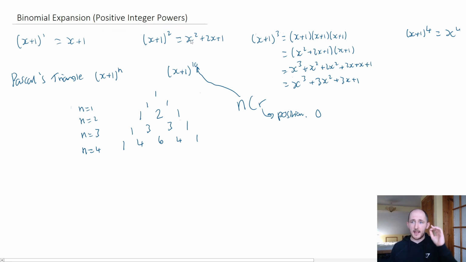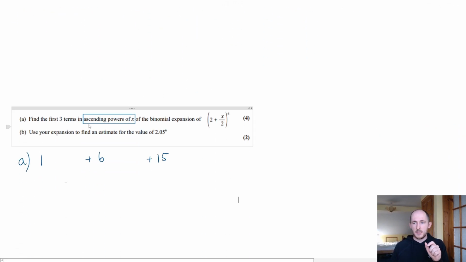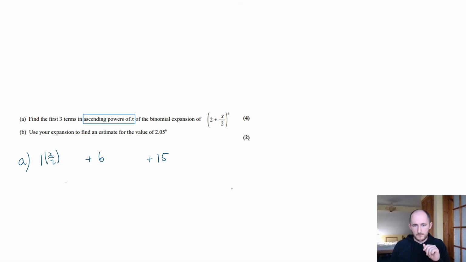Do you remember how I said the power of the x term goes down, right? So it goes from x squared, x, and then x to the 0. Here it goes x to the 4, x cubed, x squared, x1, x0. Okay? So if we're going in ascending powers, we're going backwards. So it'd be x to the 0 first. Okay? So this x term, which is x over 2, goes like that.